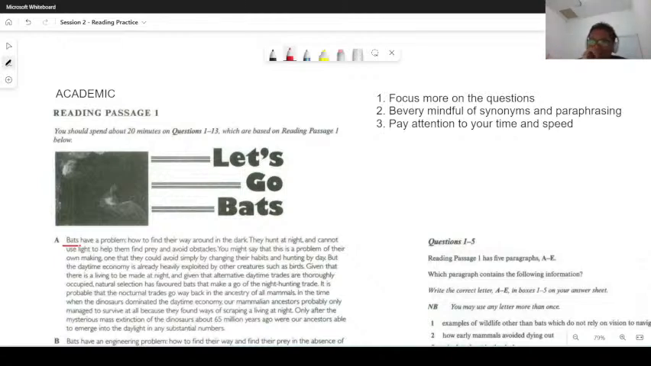Okay, so if we go back to point number one, focus more on the question. What that means is, once you are into the IELTS reading section, do not read the passage first. I have seen so many students, the minute that they are given the test paper, or when they do a mock, they would try and read the entire passage first. Sometimes they would assume that it's skimming and scanning as well, but it's actually not an efficient way. You do not need to read the reading passage first.